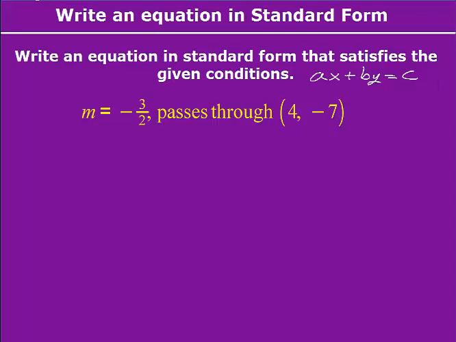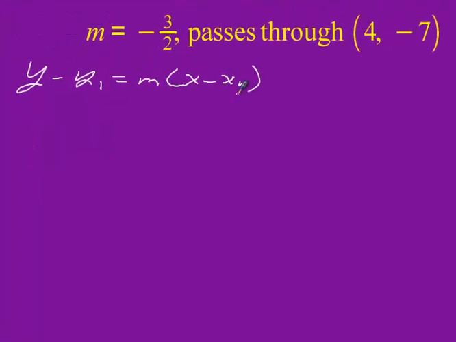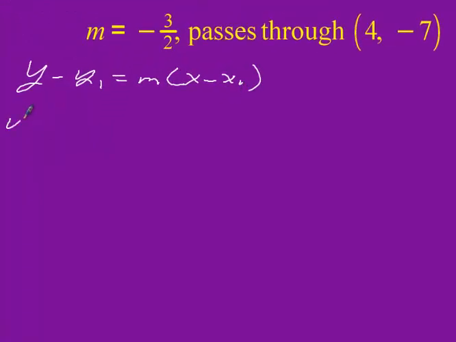So what information did I give you there? M and a point. So if I give you a slope and a point, which form do you think you're going to use? Point-slope form. So again, y minus y1 equals m times x minus x1. Plug in what we know. What is my y1? Negative 7. So what happens with a double negative? Becomes positive 7. My m is negative 3 halves. X minus x1. x1 is 4.